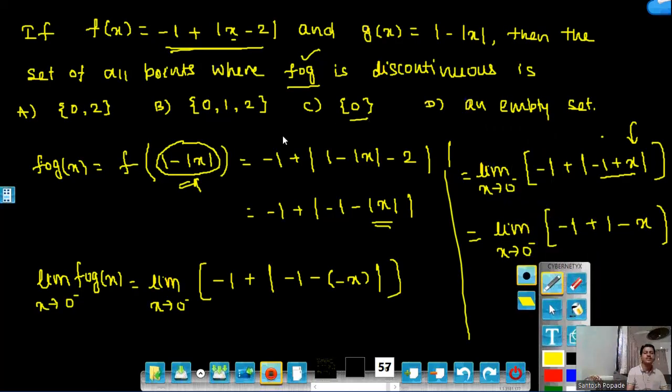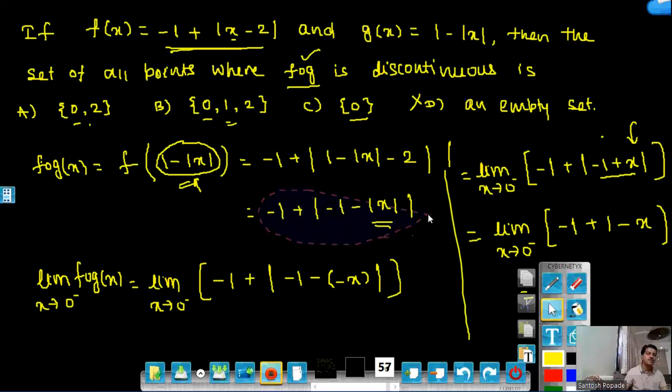So we got that the left hand limit of FOG of x as x tends to 0 from the left side and from the right side are the same. Also I can check FOG of 0, meaning if I put x equals 0 in the formula for FOG, again I will get -1 plus 1, which is 0. So the left hand limit, the right hand limit, and the value of the function FOG at x equals 0 are the same, and therefore this function FOG is continuous at x equals 0.